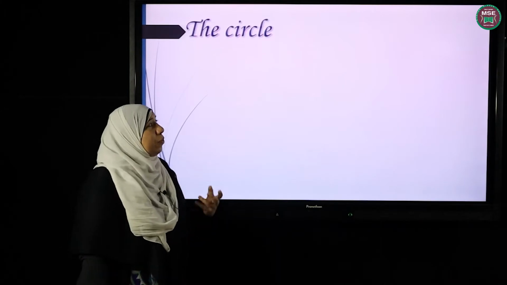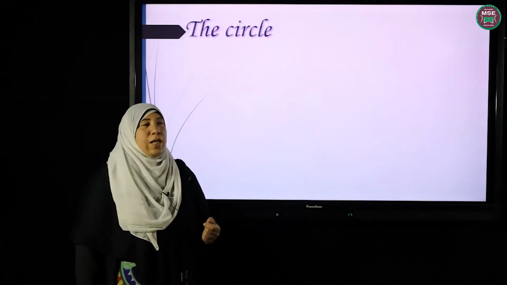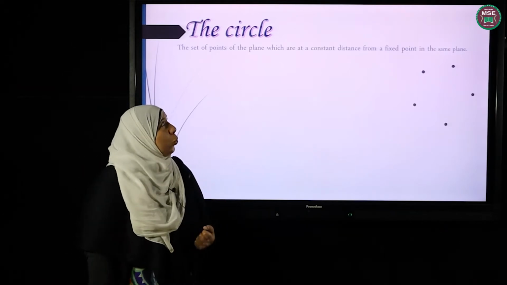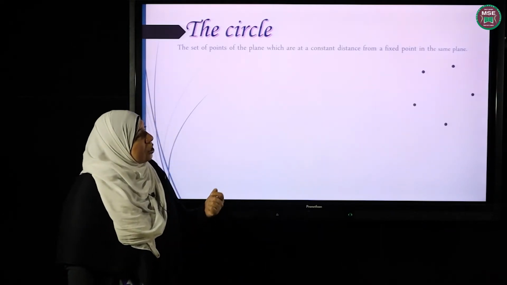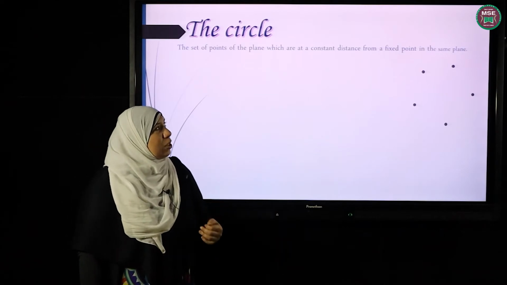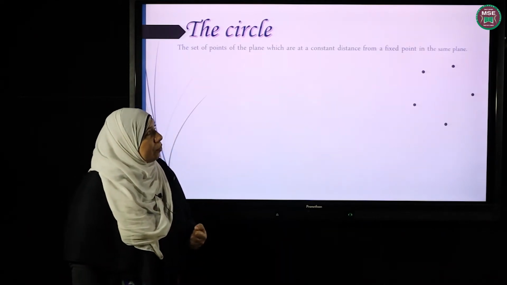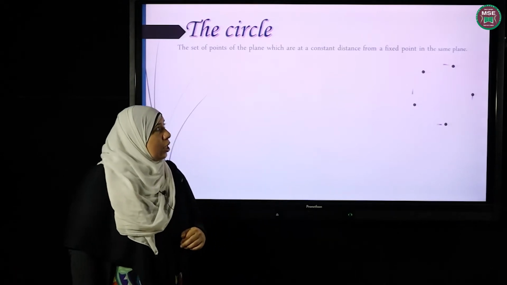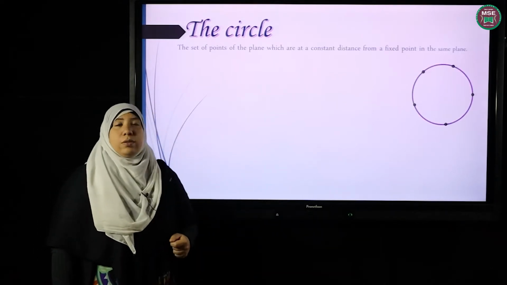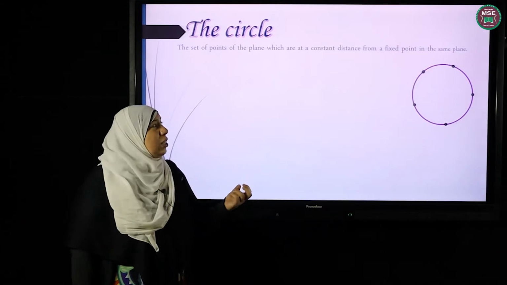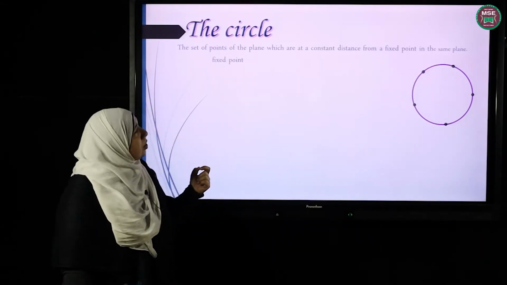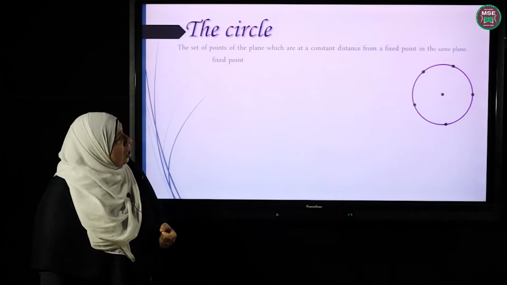All about the circle. First, we have to know what the circle is. The circle is a set of points which are at a constant distance from a fixed point on the same plane. First, I have different points like this. These points together will make a circle if these points are at a certain distance from a fixed point.